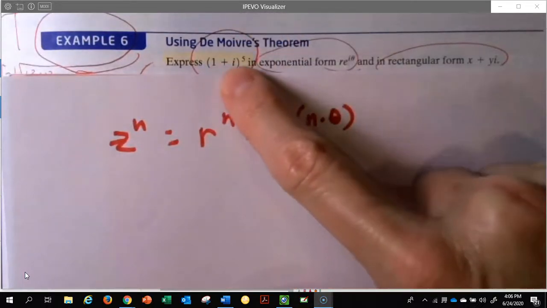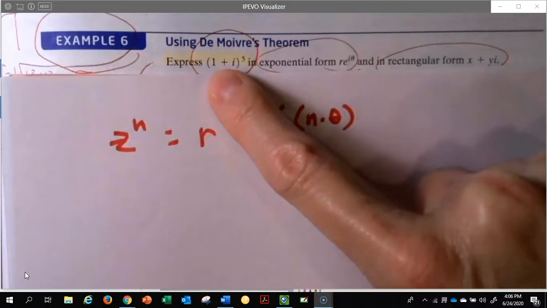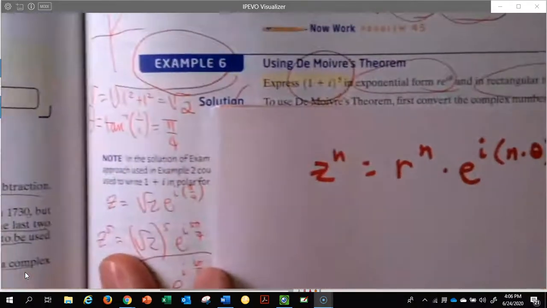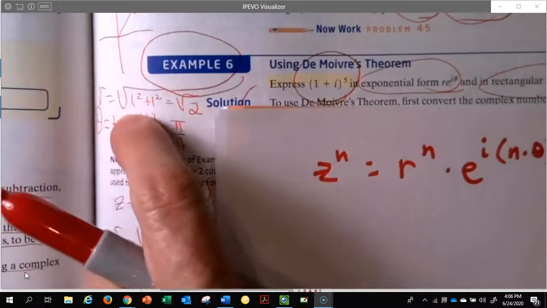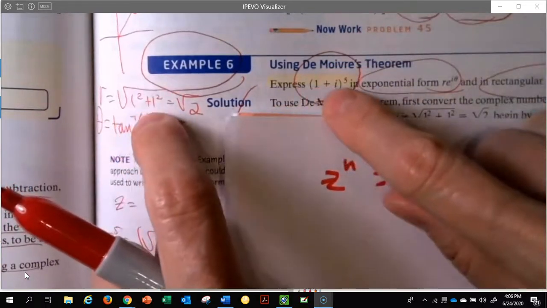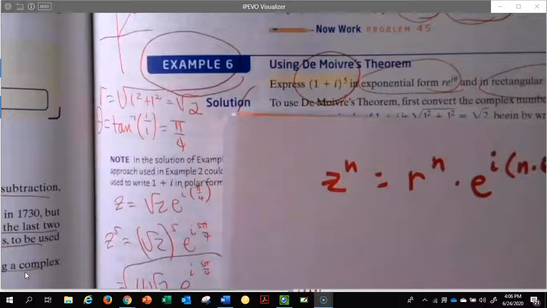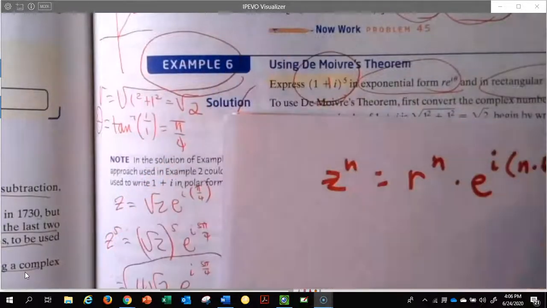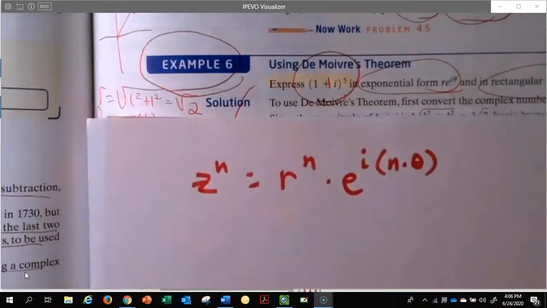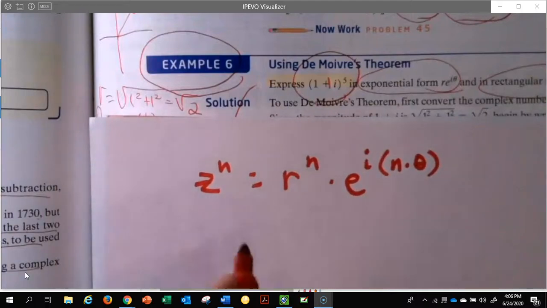I'm looking right here. I do not see an r. I do not see a theta. I need to find it. And so that goes back to what we've done earlier in our section to go find r or our modulus. I'm going to take my x and square it, my y and square it, which my y is a 1 hiding right there. And when I do the square root of that, I get square root of 2. And so my r is square root of 2.